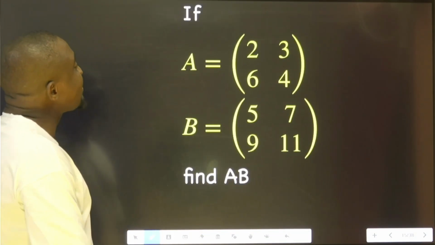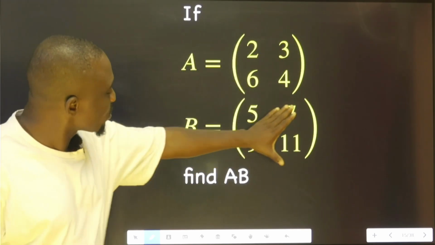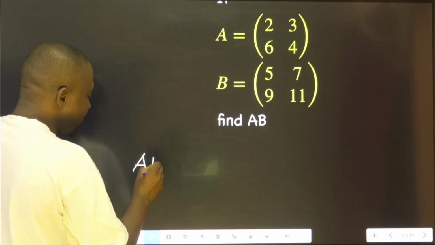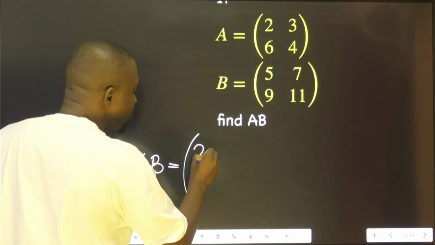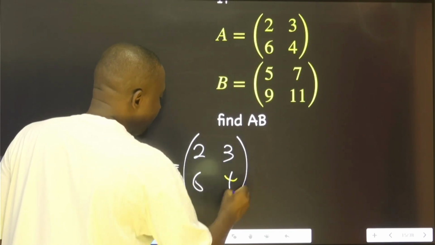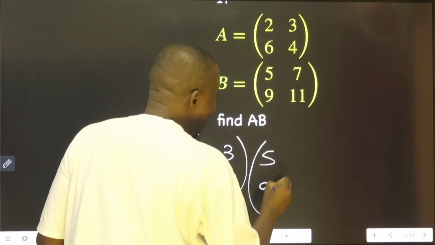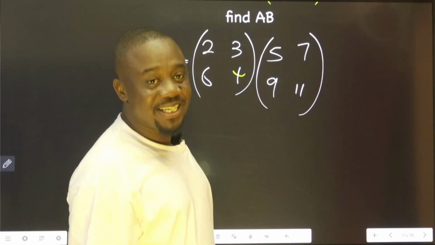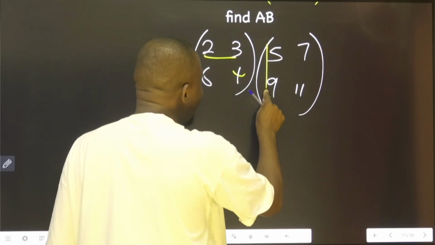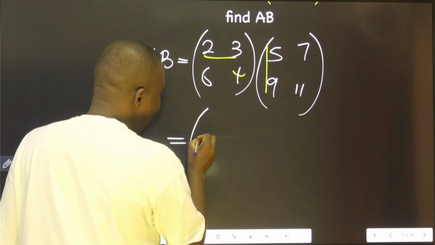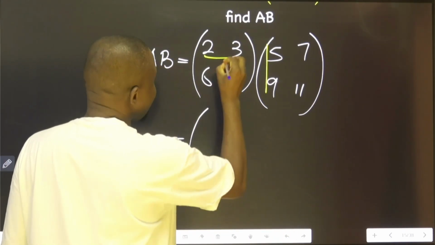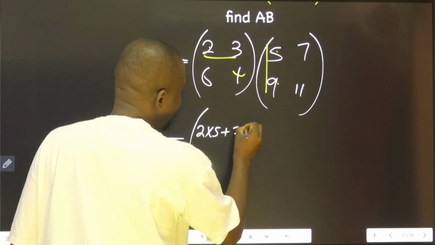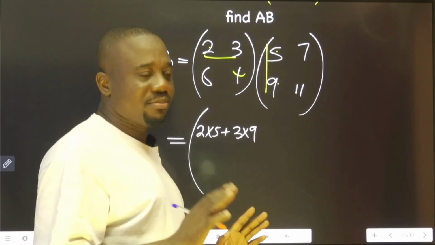Let's look at this. It says, if A is equal to this and B is equal to this, we should find AB. That is AB, which is 2, 6, 3, 4, multiplied by 5, 9, 7, 11. Okay? This means this multiplied by this. That is, to get this first location is 2 multiplied by 5 plus this 3 multiplied by 9. Simple. Okay?